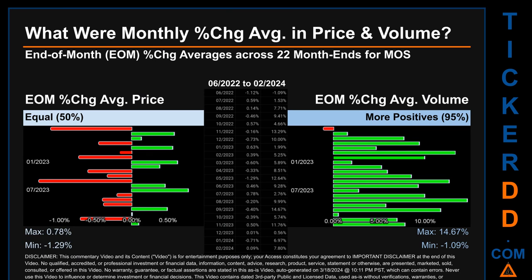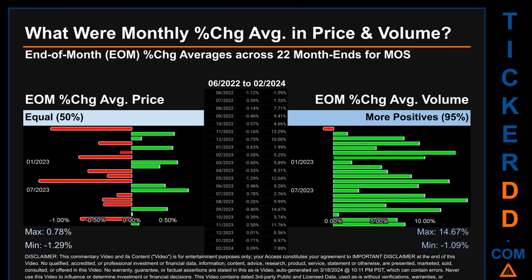What were end-of-month percentage change averages in price and volume for MOS? The monthly average of percentage change, in price and in volume, were calculated for each of the 22-month ends. That calculation took daily percentage changes and averaged them for each given month. If a month end came out negative, then it means that the month summarily saw a negative change.